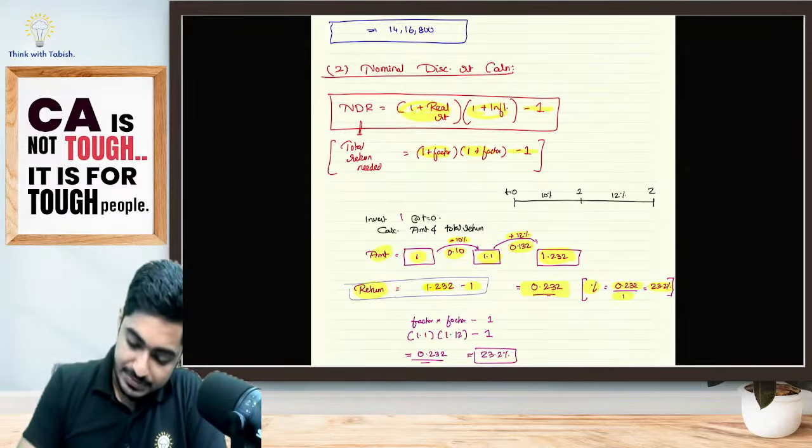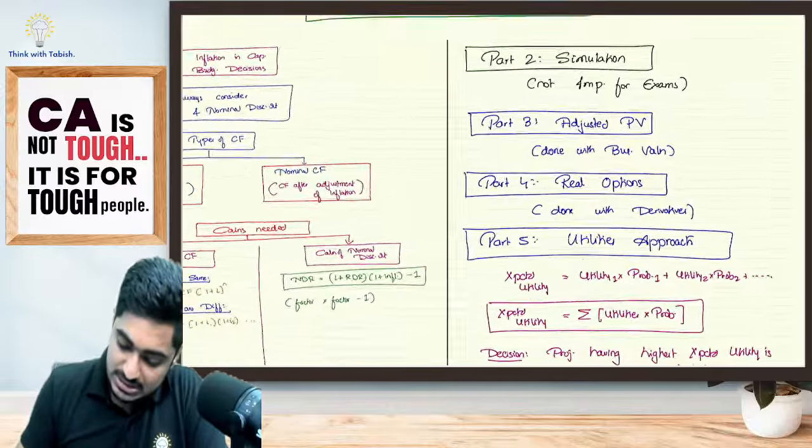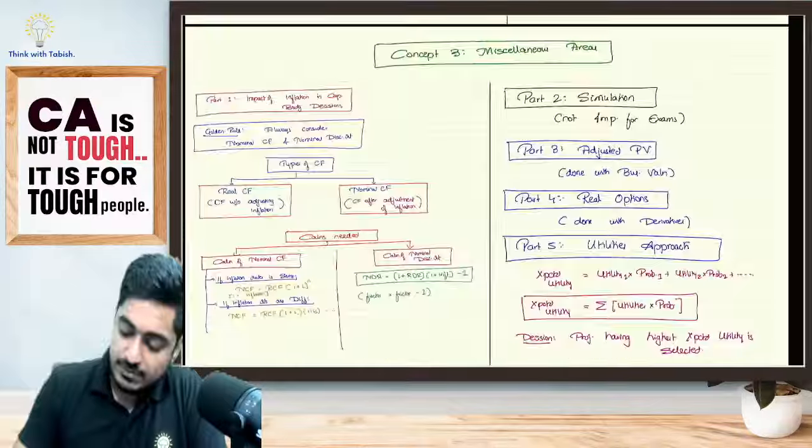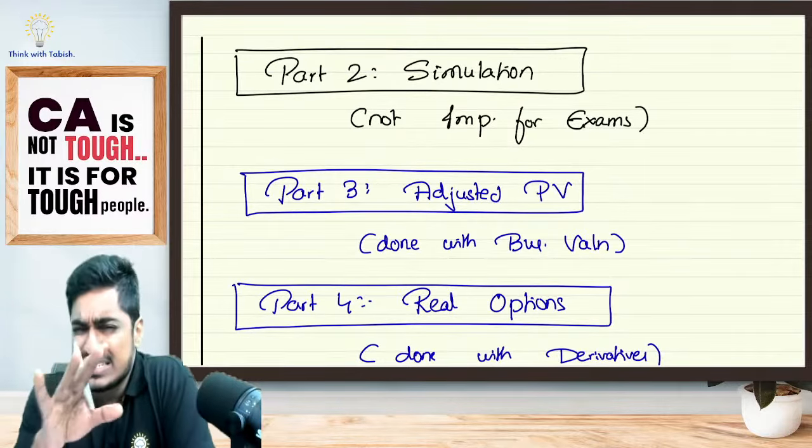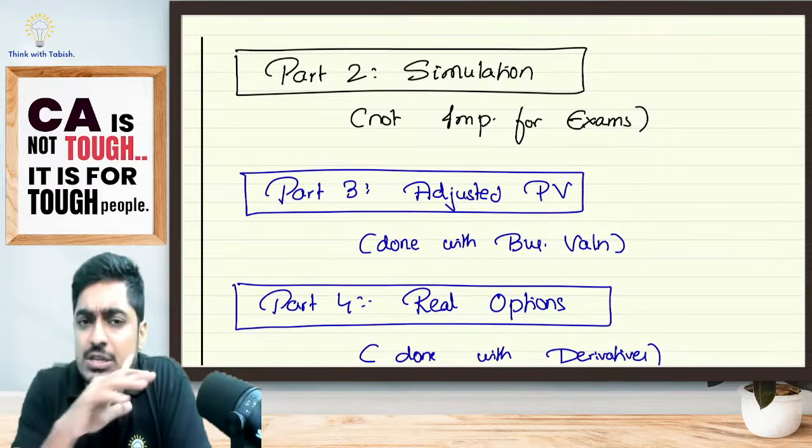That is one point. Now, except that, what more is there? Look at this. Impact of inflation is over. There is a small point called simulation. Exam perspective, not at all important. There is no question also.